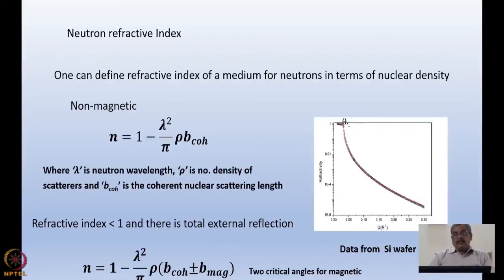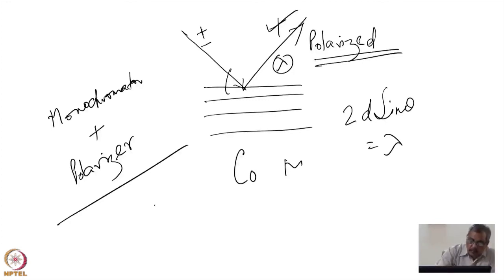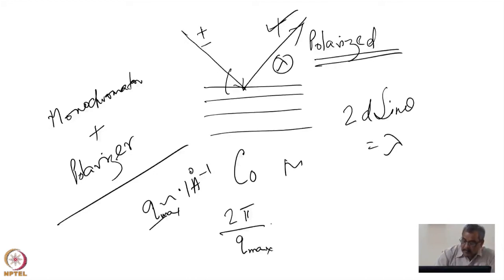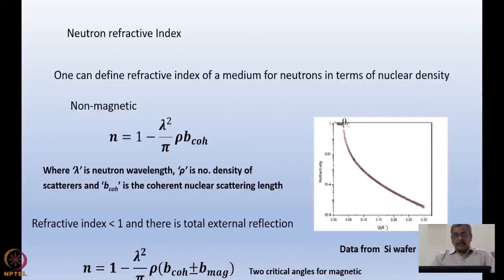So far we have been talking about the atomic structure of the medium when we talked about neutron diffraction. But at a much lower Q, if I think of Q of the order of, let's say, 0.1 angstrom inverse, then 2 pi by Q max is about 6 by 0.1, which is 60 angstrom. So for such a low Q scattering experiment, the medium does not appear as a medium comprising atoms and molecules, but as a uniform medium, the way we see the medium in the case of light.